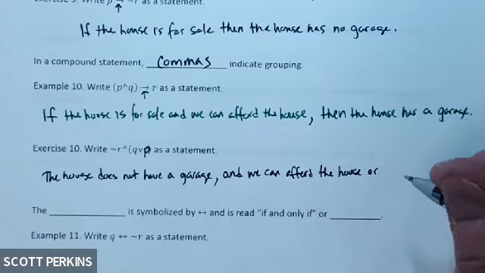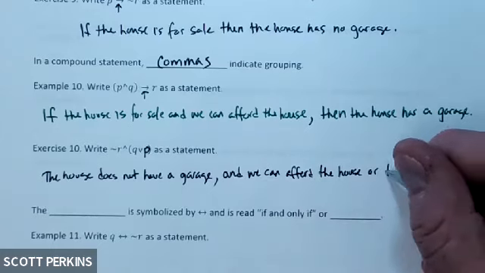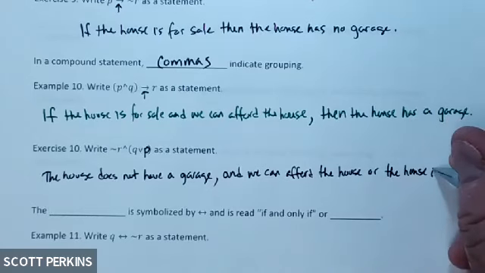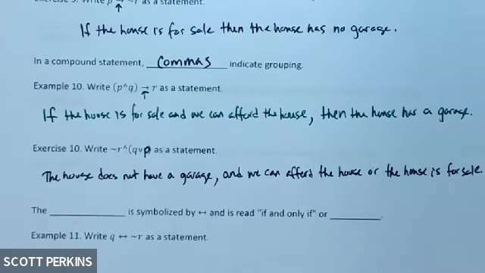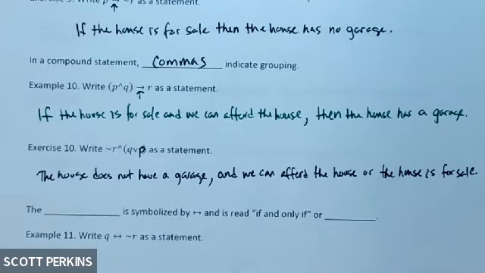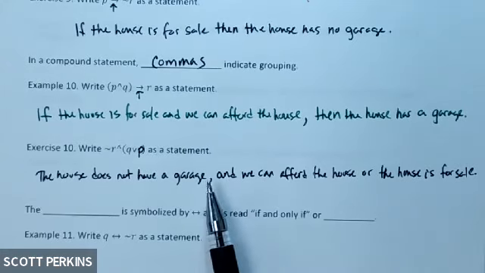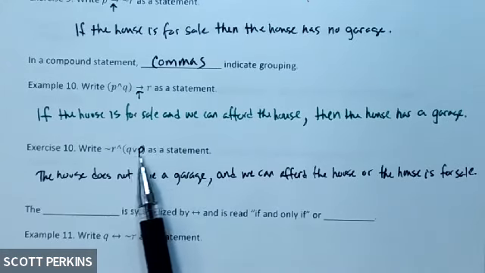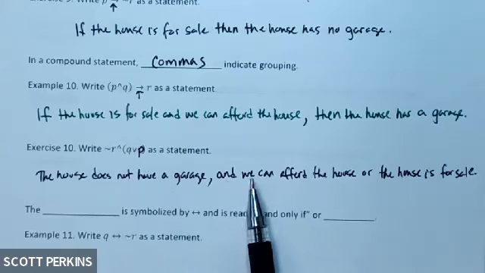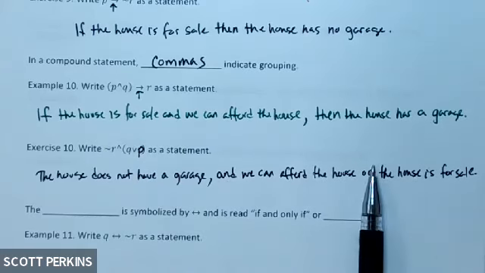Or the house is for sale. No, it doesn't always come after. Notice where my comma is. See, my statements over here are grouped. So notice those two statements are on this side of the comma. So the comma is dividing up this statement and telling you which side has one statement and which side has two.